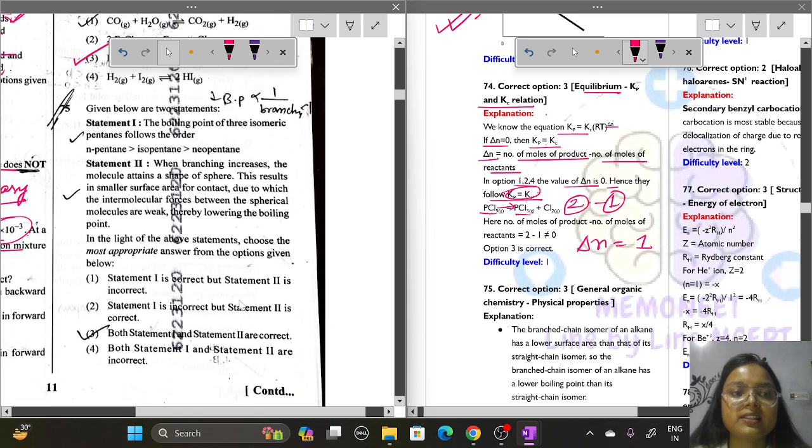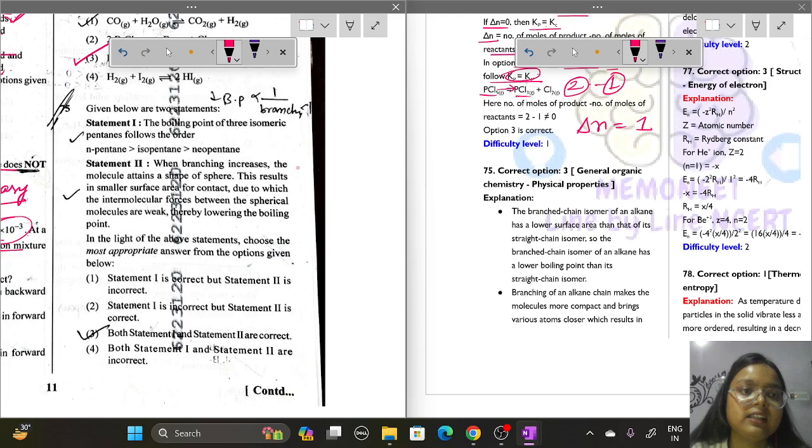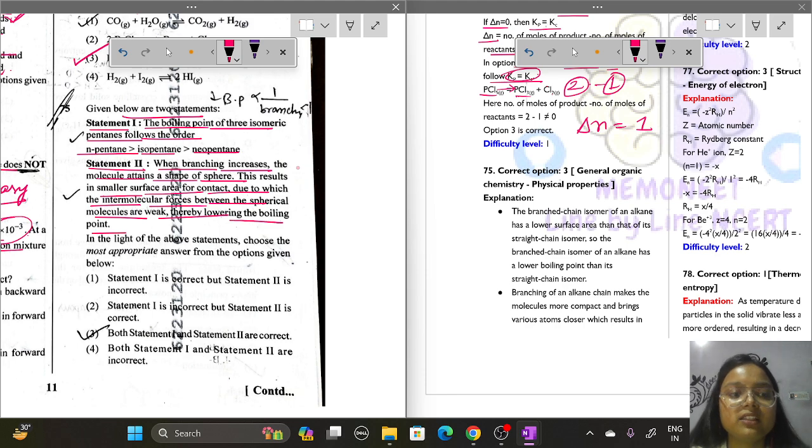Next is question number 75. Given below are two statements. Statement 1 says the boiling points of three isomeric pentanes follow the order n-pentane greater than isopentane greater than neopentane. Statement 2 says that when branching increases, the molecule attains the shape of a sphere. This results in a smaller surface area of contact, due to which the intermolecular forces between the spherical molecules are weak, thereby lowering the boiling point. In the light of the above statements, choose the most appropriate answer from the options given below.